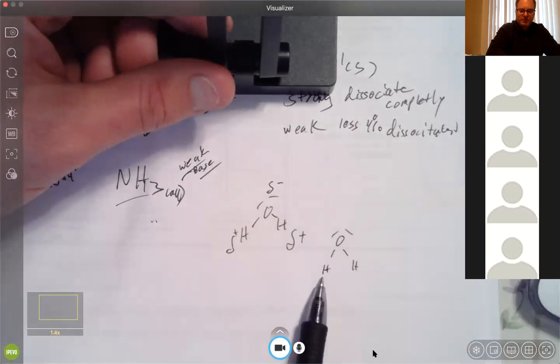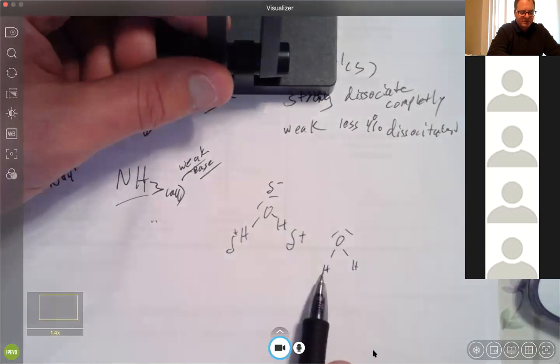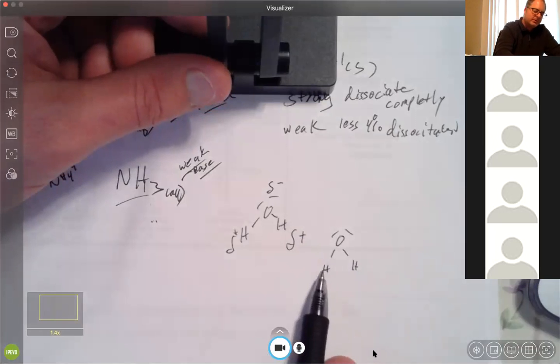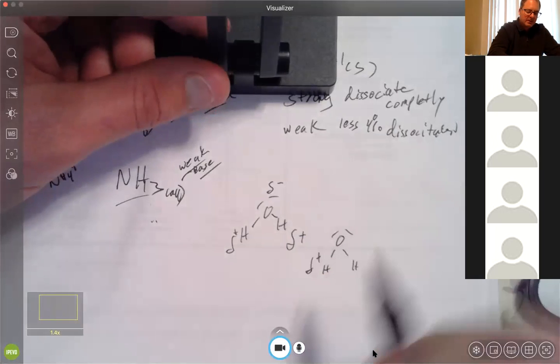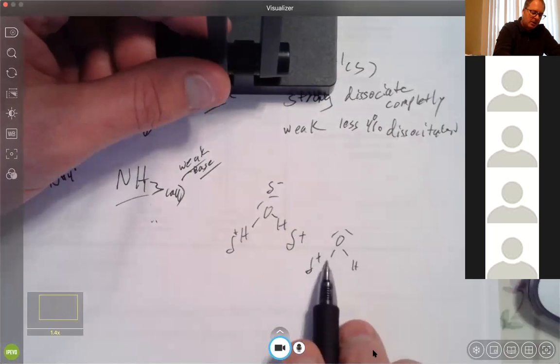I saw some people drawing or accepting answers where hydrogen bonding was occurring between two hydrogens. That's not what hydrogen bonding is. Hydrogen bonding doesn't occur between two hydrogens, because they're both positively charged.